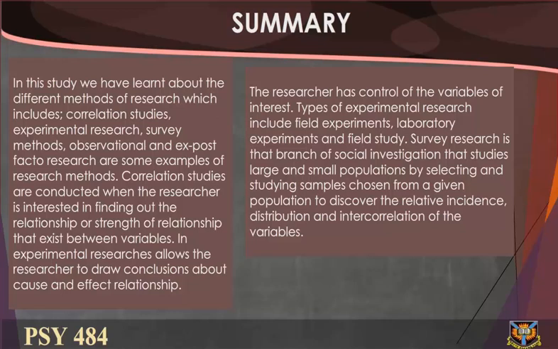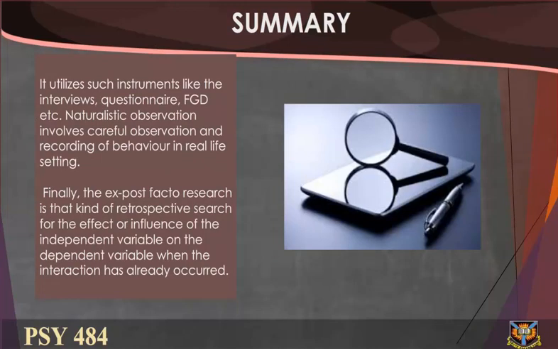Survey research is that branch of social investigation that studies large and small populations by selecting and studying samples chosen from a given population to discover the relative incidence, distribution, and intercorrelation of the variables. It utilizes such instruments as interviews, questionnaires, FGD, etc. Naturalistic observation involves careful observation and recording of behavior in a real-life setting. Finally, ex post facto research is that kind of retrospective research for the effect or influence of the independent variable on the dependent variable when the interaction has already occurred.